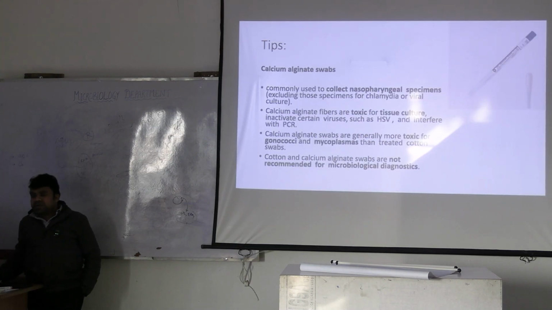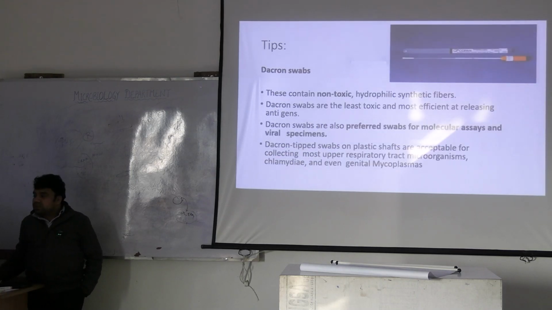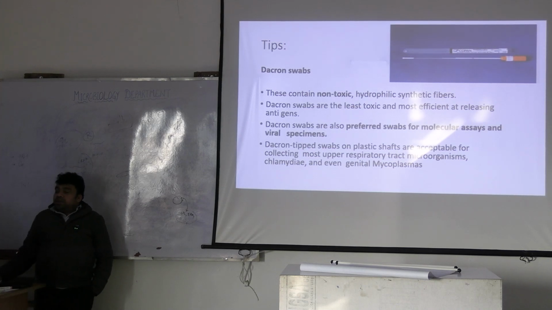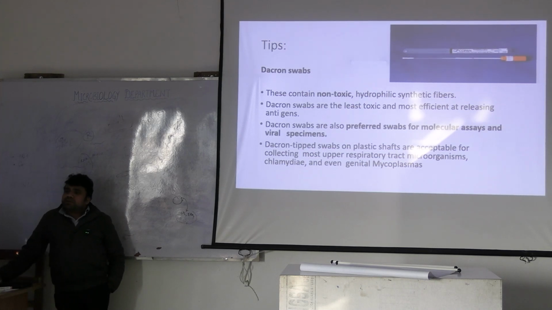Similarly, calcium alginate has some negative points, like it is toxic for tissue cultures and viruses, and for gonococci and mycoplasma. Calcium alginate swabs are not recommended for microbiological diagnosis. Next comes the Dacron swab. It's a polyester. Because it's a polyester, it has very low toxicity, and molecular assays and viral assays can be easily done with the Dacron swab.